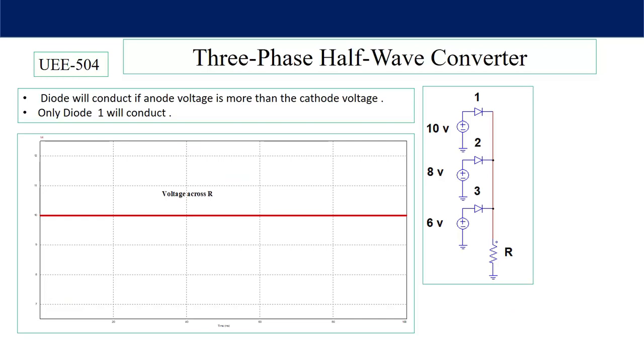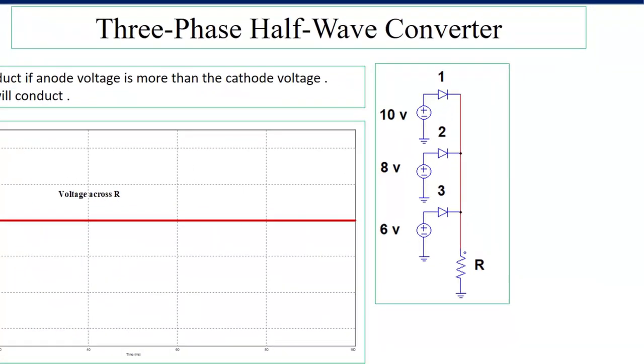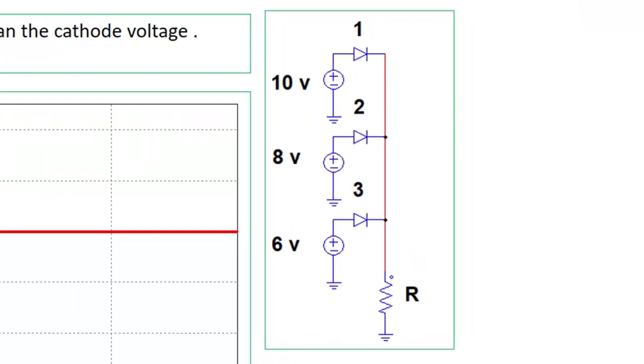Before starting the three-phase half-wave converter, I want to discuss the triggering process, or how the thyristor is turned on in case of a three-phase supply. We can understand this with the help of this example. Here you can see three diodes. In diode number 1, a 10 volt supply is connected, across to 8 volt and 6 volt supplies given to the others. A load resistance is connected.